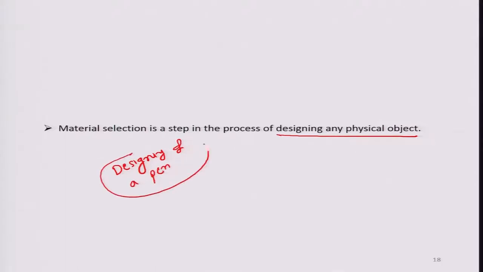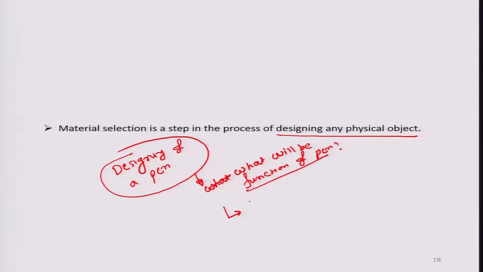Material selection is a step in the process of designing any physical object. Suppose that you are designing a pen. So, the first question will be, what will be the function of the pen? Then after deciding the function of the pen, what will be the material used in fabrication of the pen?